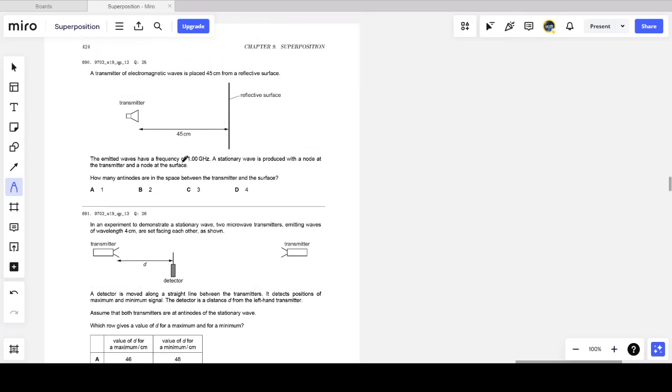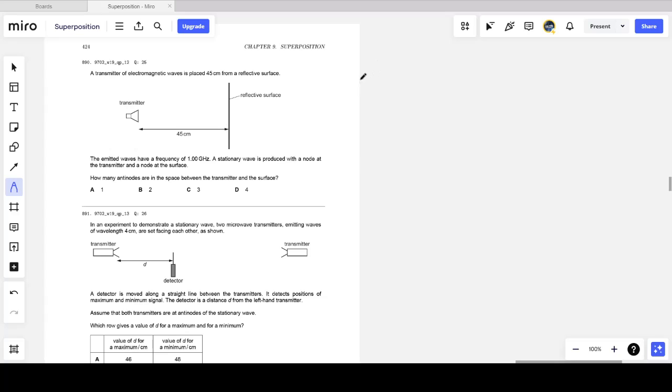The next question is 890. It comes from the winter 2019 exam. It's question paper 1, variant 2, and it's question 25 from that paper. We're told that a transmitter of electromagnetic waves is placed 45 centimeters from a reflective surface. The emitted waves have a frequency of 1 gigahertz, and a stationary wave is produced with a node at the transmitter and a node at the surface. We want to know how many antinodes are in the space between the transmitter and surface.